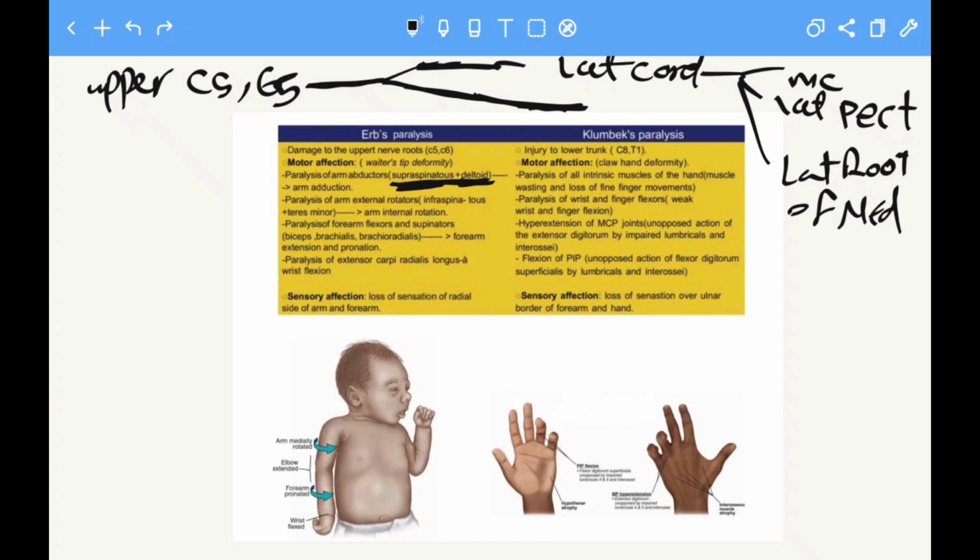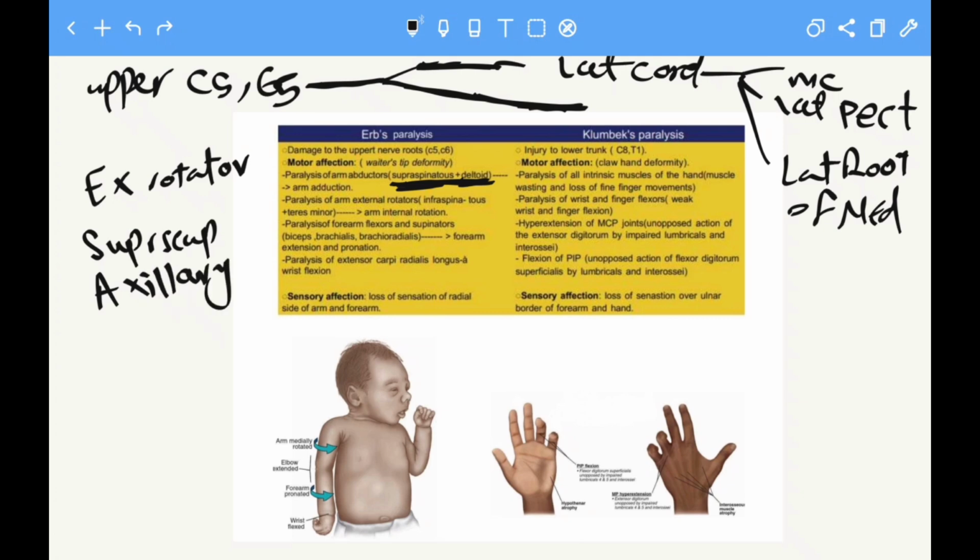Number 2, there is paralysis of external rotators. Why? Because the muscles that cause external rotation are paralyzed. Why? Infraspinatus and teres minor. Infraspinatus is supplied by the suprascapular nerve, and teres minor by the axillary nerve also. So there will be internal rotation due to failure of external rotation.